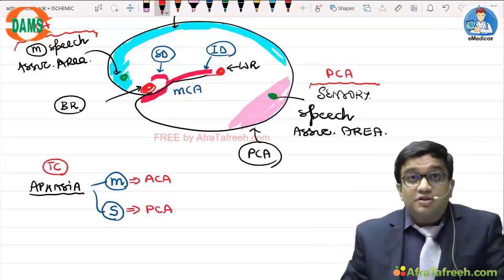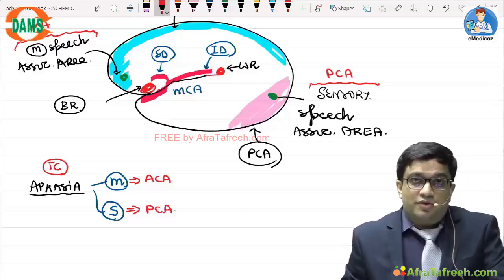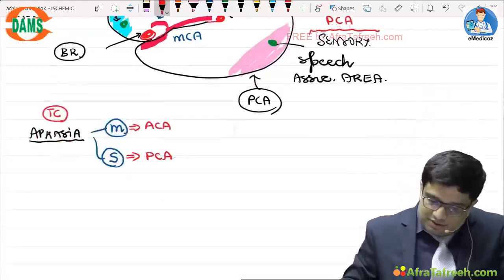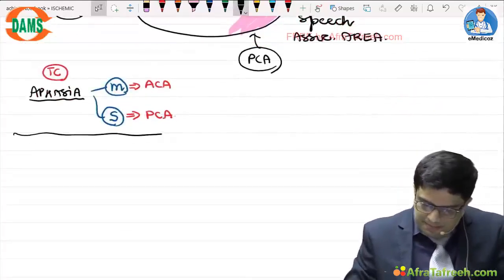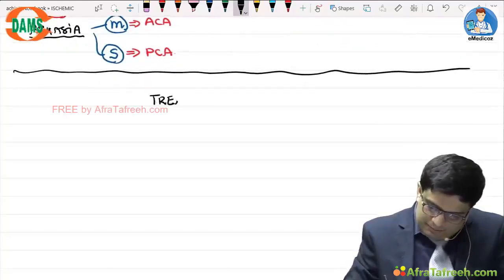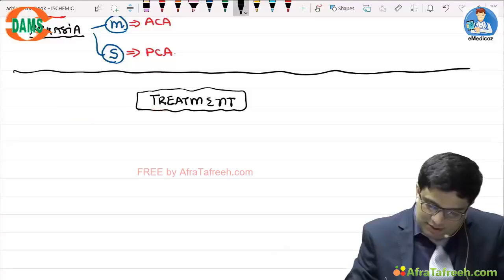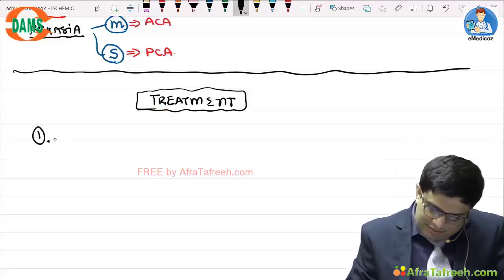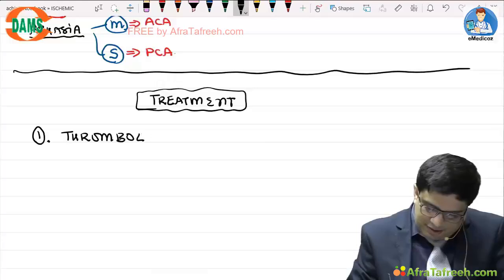Now let's move into the treatment part of stroke. Very, very important. For many years we have seen so many questions coming on it, but it's a very simple topic. The treatment part of stroke, of course, that I'm talking about is acute ischemic stroke. The first thing that is highlighted everywhere is to break the thrombus in the vessel by giving a drug, a thrombolytic agent.